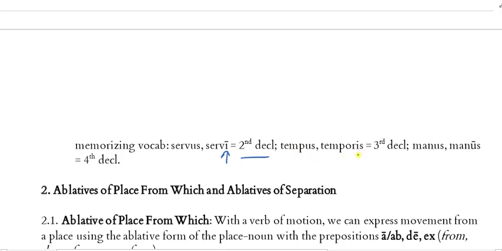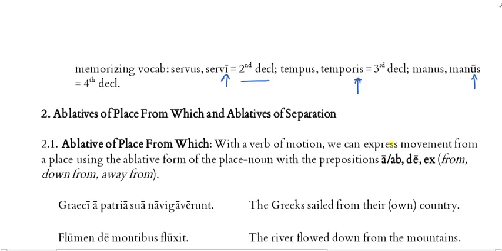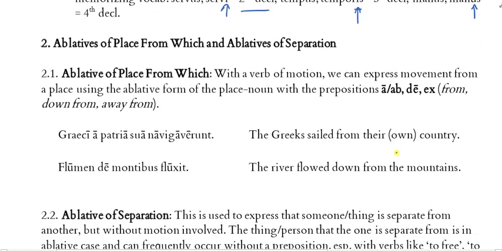Tempus, temporis, this ending here tells you it's a third declension noun, right? Third declension genitive singular is. And then manus, manus, which is the word for hand, that's fourth declension because we've got this us ending here for the genitive form. All right, now for the rest of the lesson, we're just talking about ablatives.